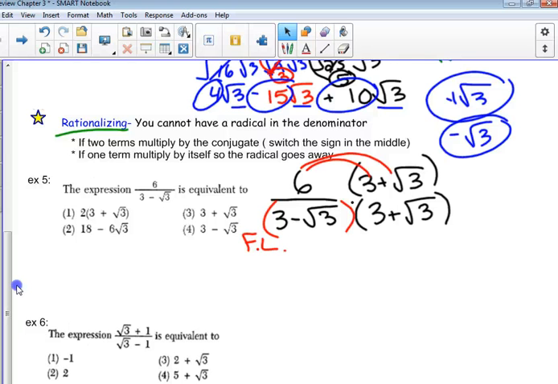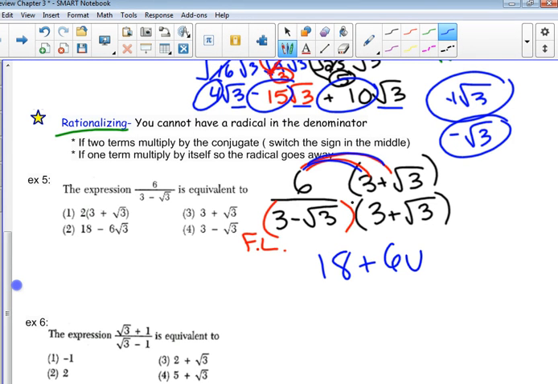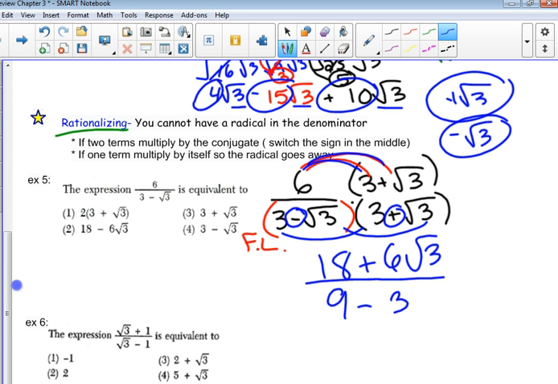We get 18, and you do this one, and then 6 radical 3, and on the bottom, when you do your first and last, that'll be 9. Watch your sign. Negative times positive is a negative. This is a little tricky. Radical 3 times radical 3, what would that give you guys? 3. Good. So here we can make this into a 6, and then watch your reducing.